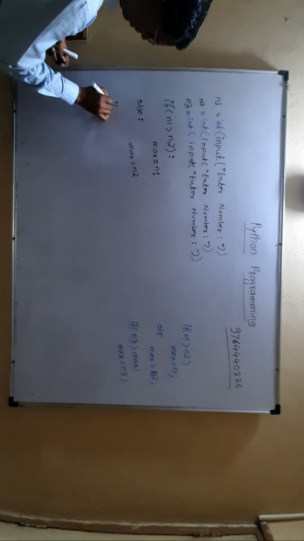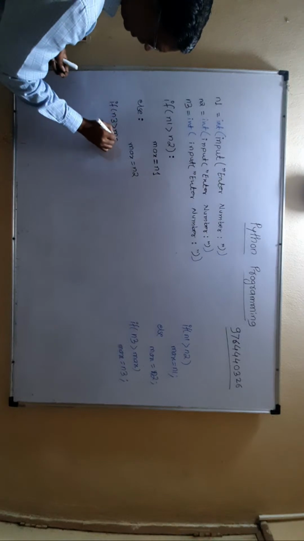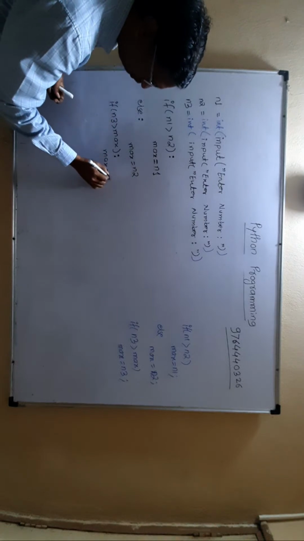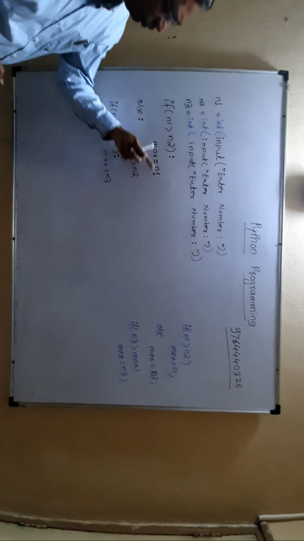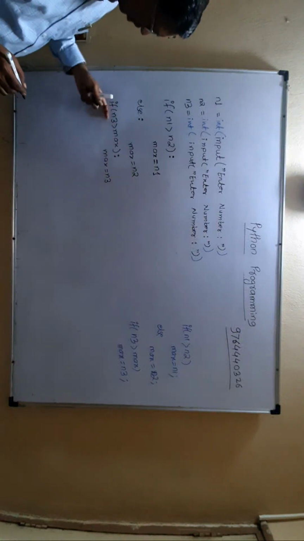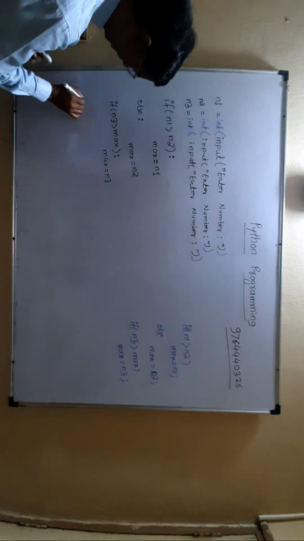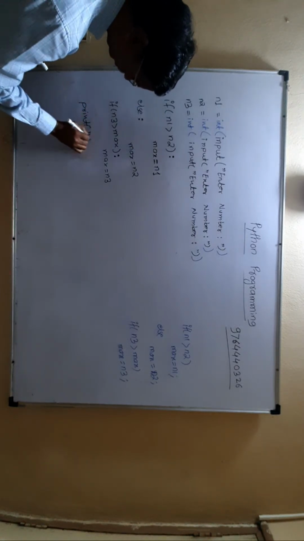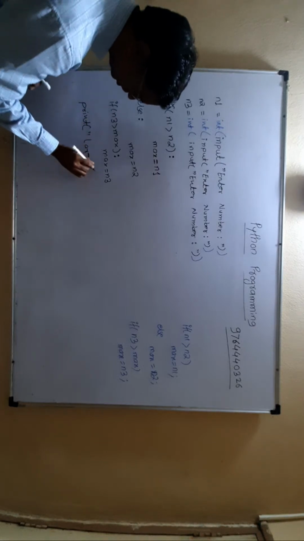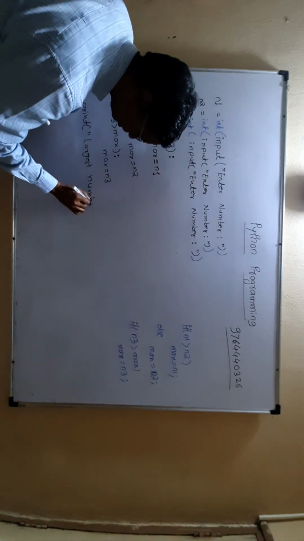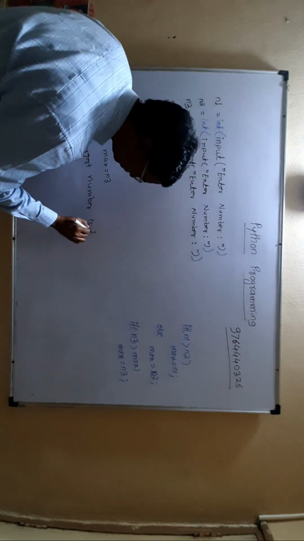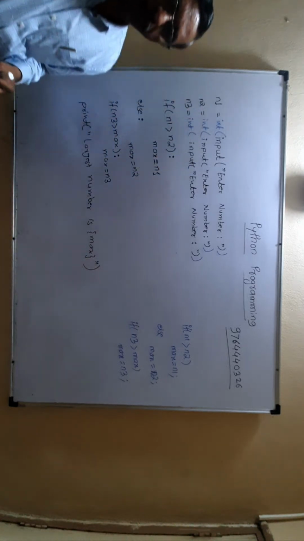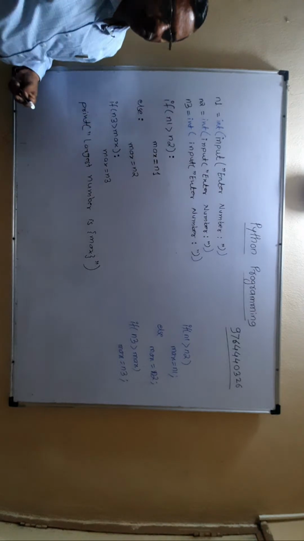Then, if n3 is greater than max, colon, max equal to n3. If n1 is greater than n2, max is equal to n1, else max is equal to n2. If n3 is greater than max, max equal to n3. And then we can print here: print largest number is max. Simple. But this colon is required.